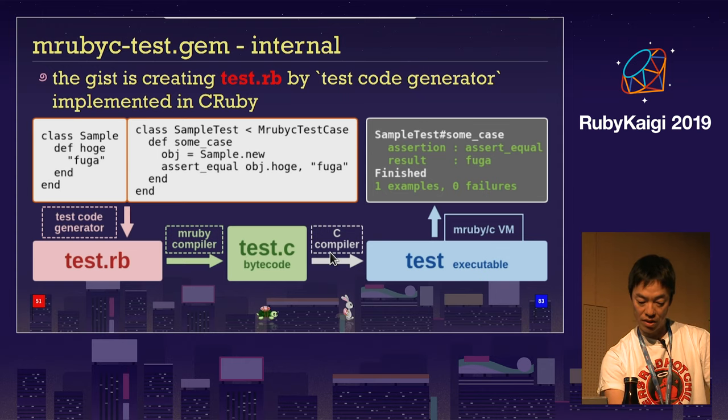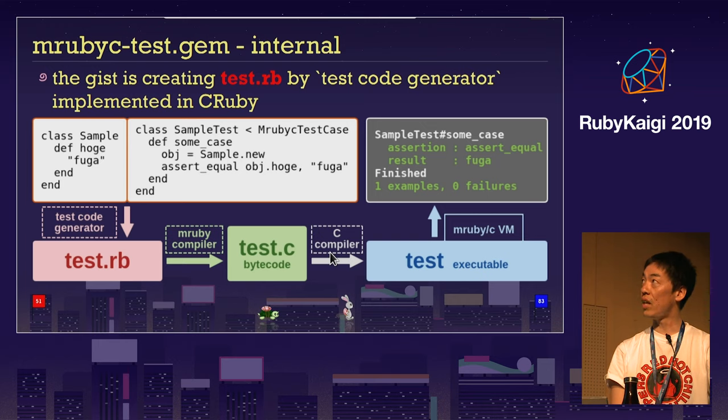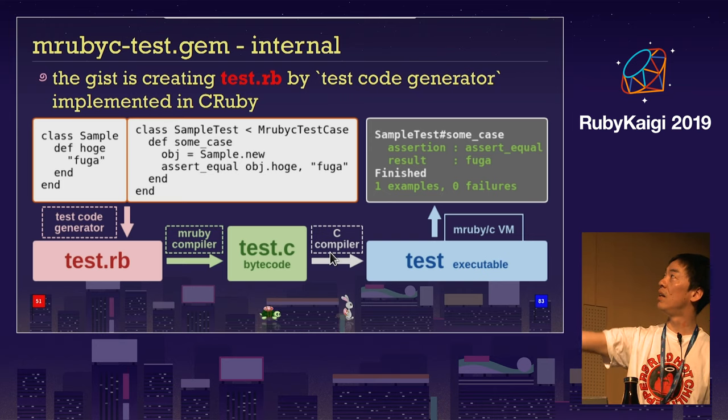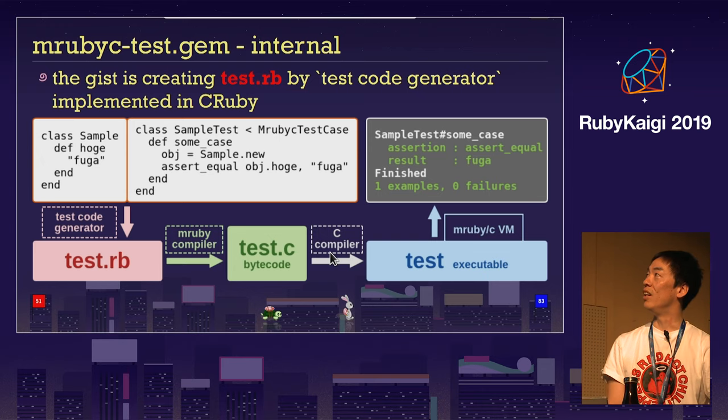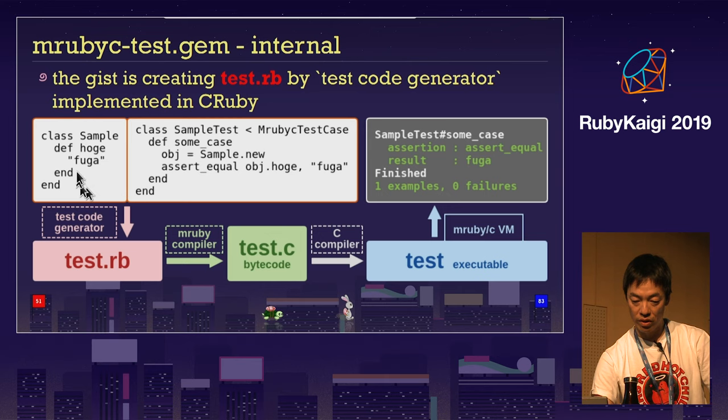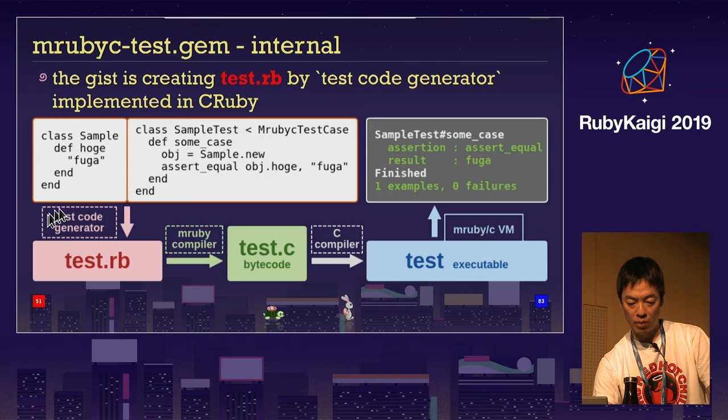Here is the diagram that shows how mrubyc test works. The gist is creating test RuBy, the leftmost bottom part, by the test code generator, so to speak, implemented in CRuby. Your application code and test code are transpiled into test RuBy by the tool, and then it will be compiled into bytecode and compiled into binary and executed. Then it outputs the result of the test.